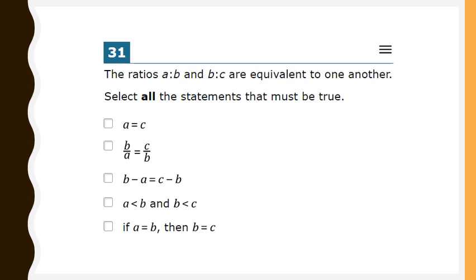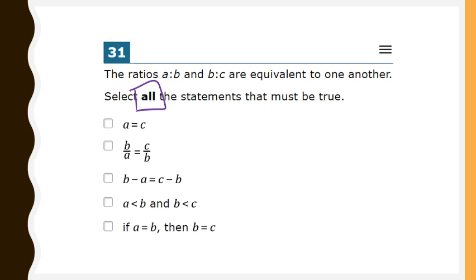All right, so number 31 here is one of our favorite select all statements. So that means automatically that we can have multiple correct answers here. And it states the ratios A to B and B to C are equivalent to one another. It asks us to select all the statements that have to be true.